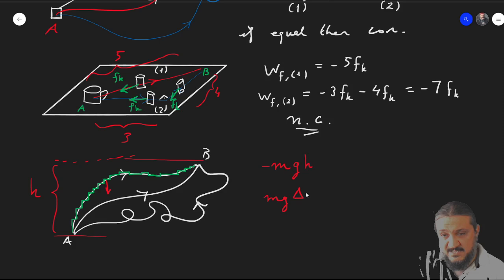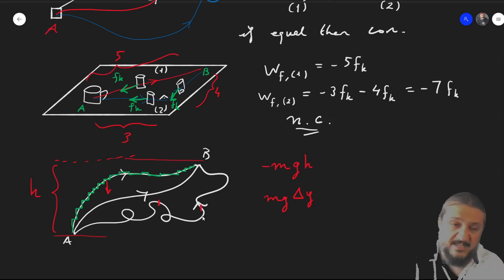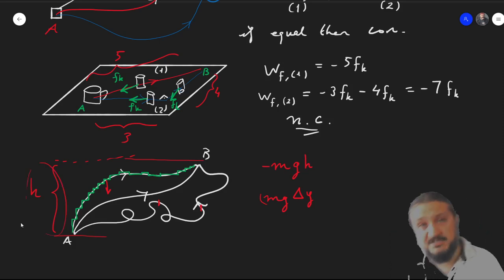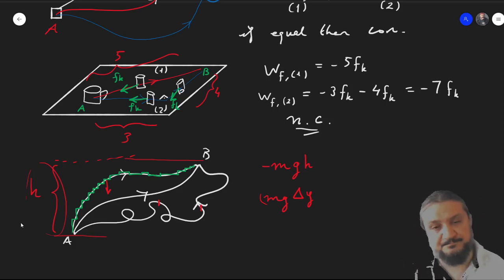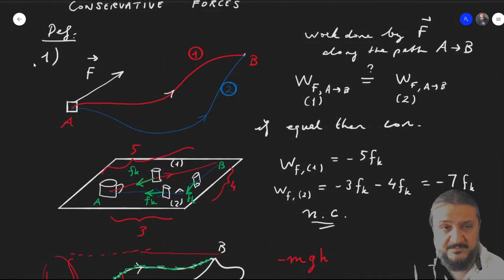mg times delta y, whatever that little delta y here will be, that'll be positive if you're moving down. But if you're moving up, it'll be negative. So those negatives and positives will cancel out. In the end, you can factor out mg, but those delta y's will add up to give only this value h here, in a way. Okay, so that's why gravity is conserved. Now this is, I think, clear. That's the definition of a conservative force.